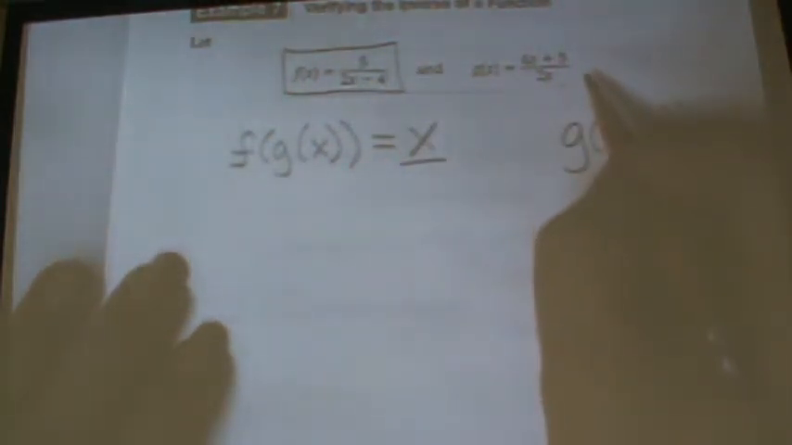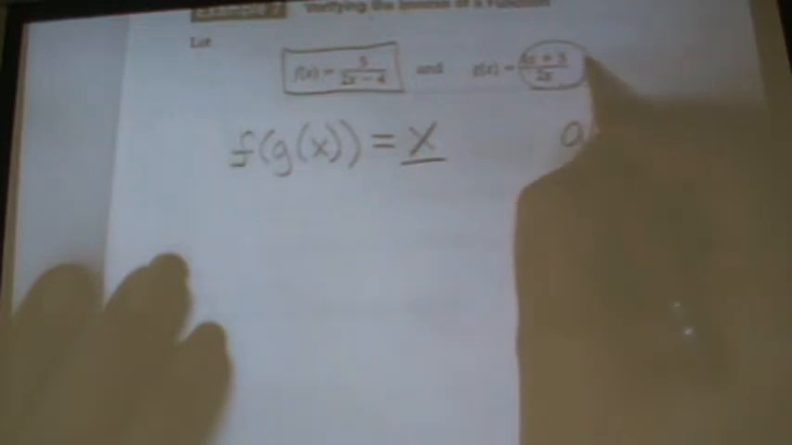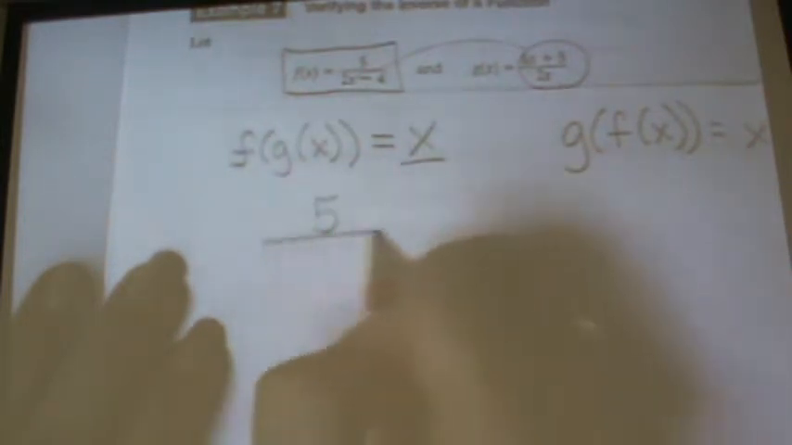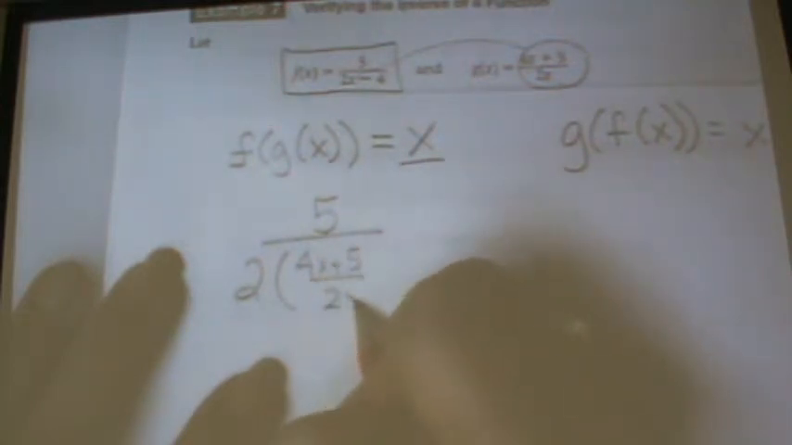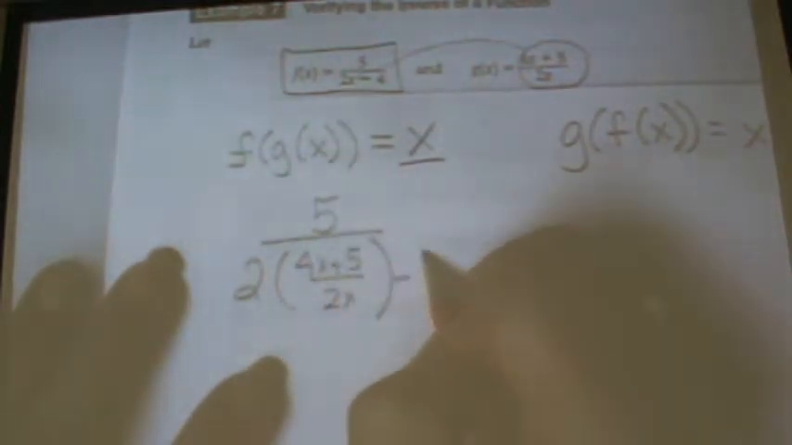Okay, so, how do you do f of g of x? What do you do? This is fun. You take your g, take g of x and plug it in where? For your x. So Nick, what do I write? 5 over 2, and then parenthesis 4x plus 5 over 2x, parenthesis minus 4. Good job.